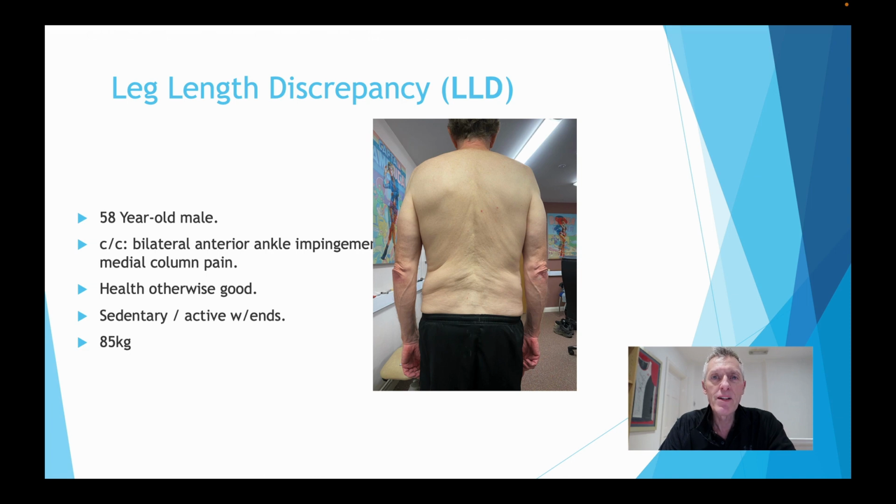It's a 58-year-old male who presented with bilateral foot pain, and he's pretty miserable because he's sedentary in his work. He wants to be active at the weekend. He's put on weight because he's not been able to be active. This is a slow progressive condition for the obvious reasons. And he has bilateral ankle impingement and medial column collapse. He does have other aches and pains in his body, but these are his main concerns.